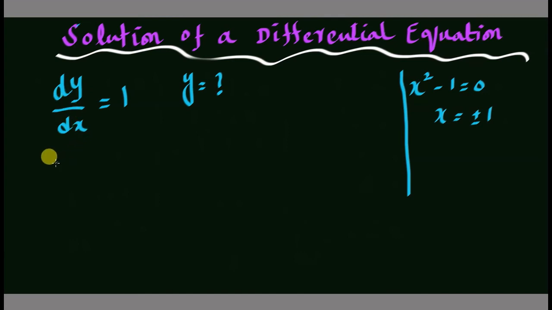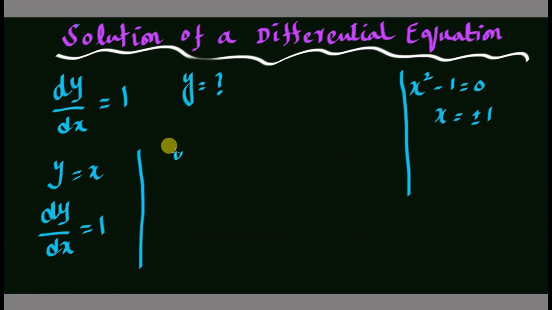And for instance, we want to check whether y is equal to x is a solution for this differential equation, yes or no. Just take the first derivative of the function, dy over dx, which is equal to 1. So by taking the first order derivative of the function y is equal to x, it satisfies the given differential equation.